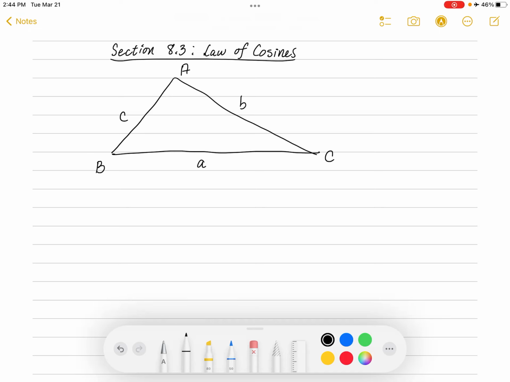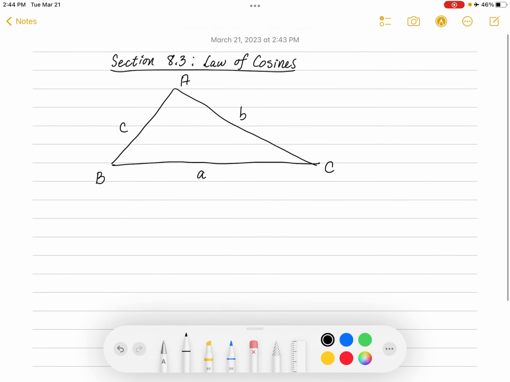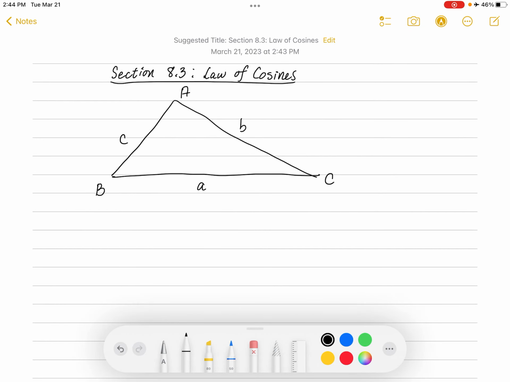So we're in section 8.3, looking at what's called the law of cosines. Let's say I have a triangle ABC with sides little a, little b, little c, as in the triangle right here. We're going to come up with a nice formula, which we're going to call the law of cosines.